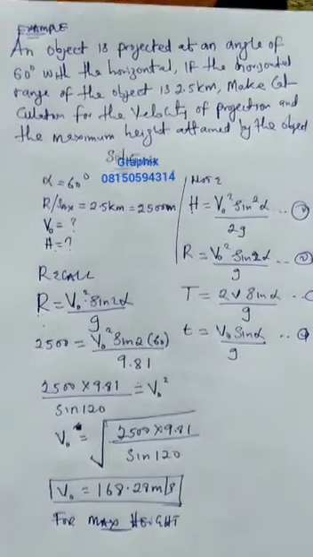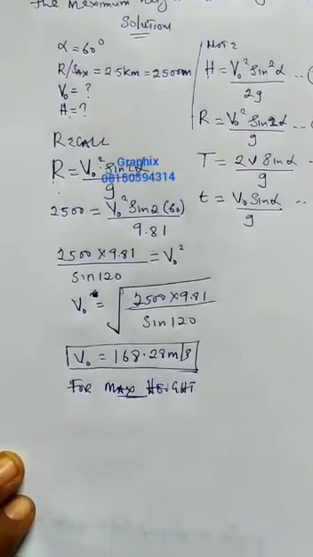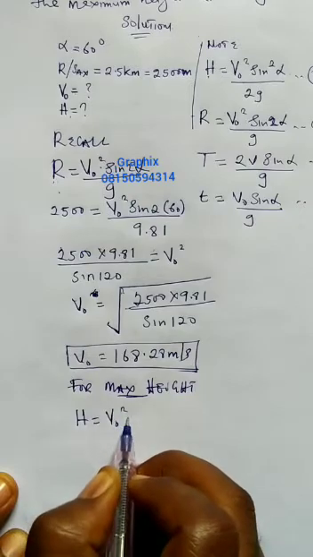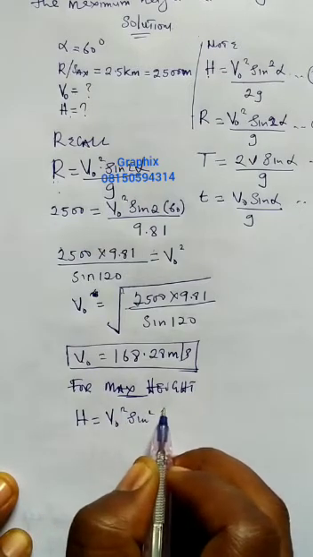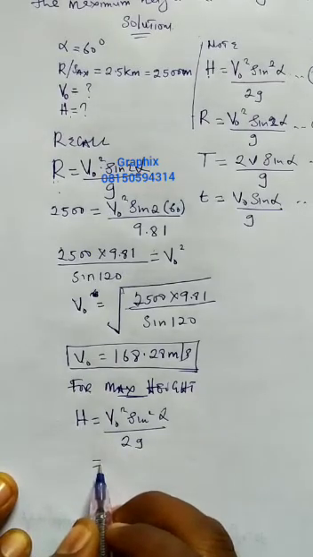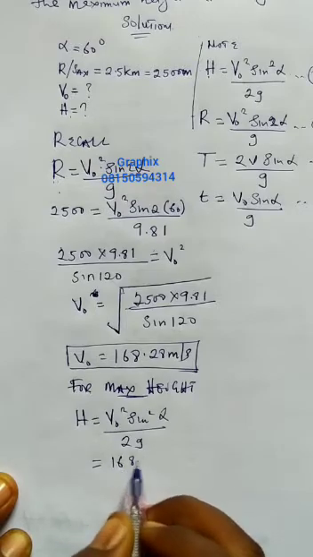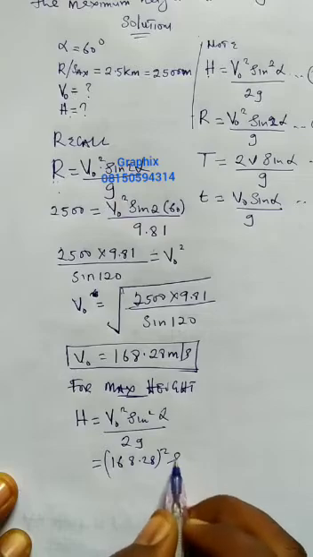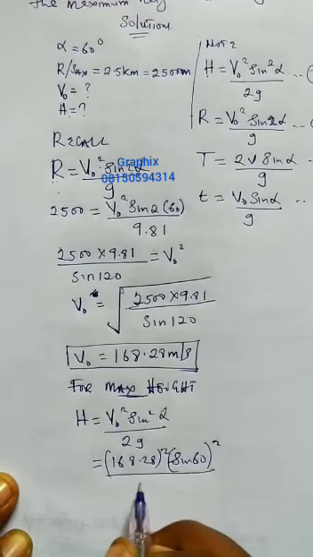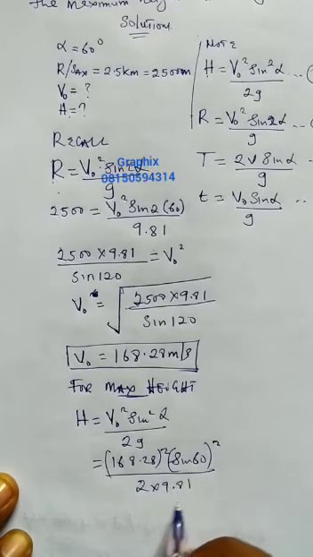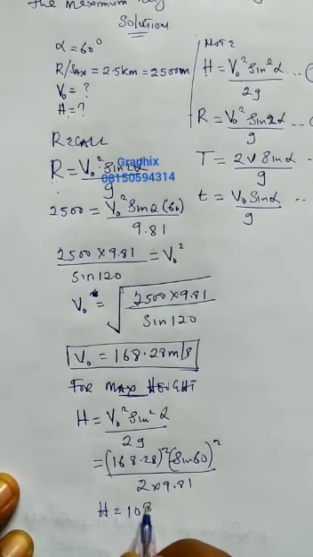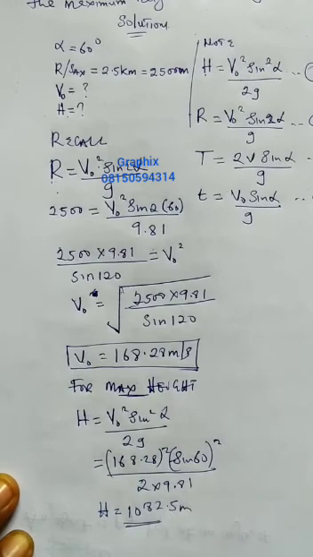we know that my H is equal to V0 squared sine squared alpha over 2g. So this will now give me, my V0 squared is 168.28 squared, sine 60 everything squared, all over 2 times 9.81. So in the long run, my H will give me 1082.5 meters. Thank you very much.